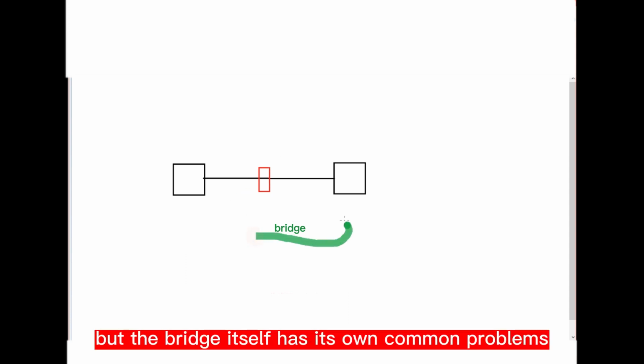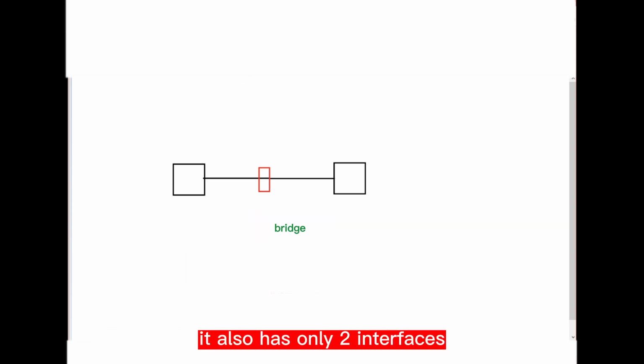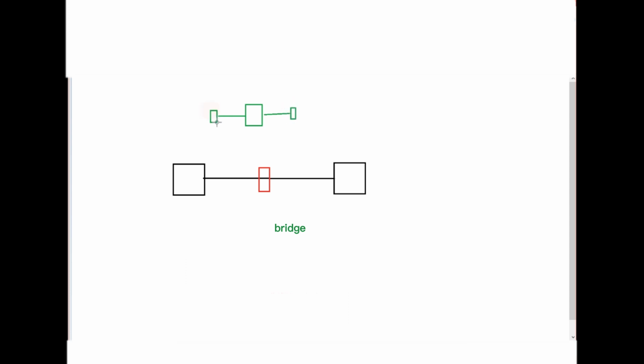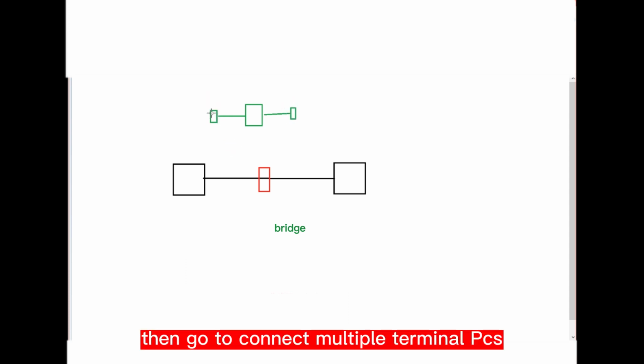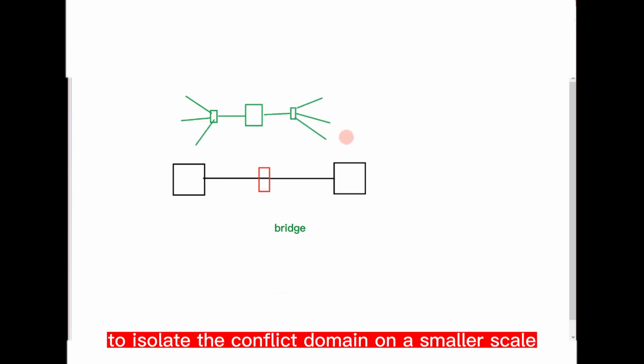But the bridge has its own problems. It has only two interfaces. So the network is like this: a bridge in the middle, two hubs connected next to the bridge, and then multiple terminal PCs connected to them. We can do it this way to isolate the collision domain on a smaller scale.